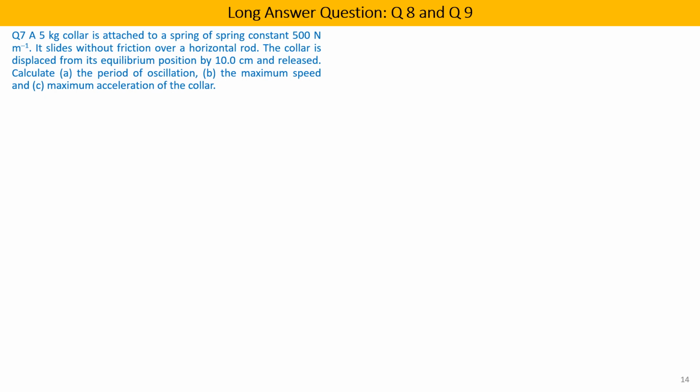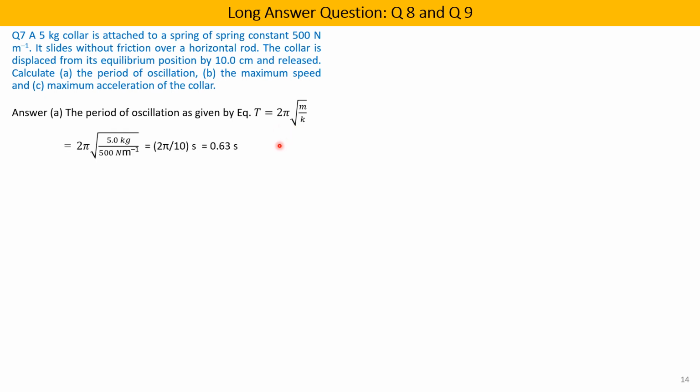Let us answer it. Please read the question once or twice and note down all the given parameters. The period of oscillation is given by the relation T equal to 2 pi square root of m by k, where all the notations are standard notations. So substituting the given values, we get T equal to 0.63 seconds.